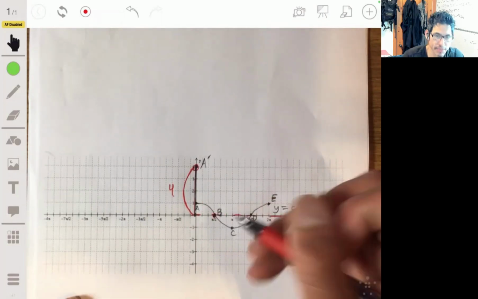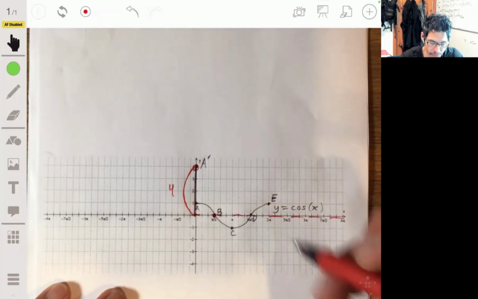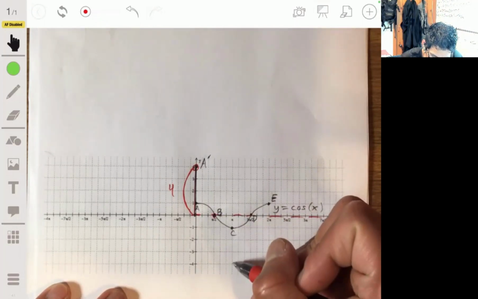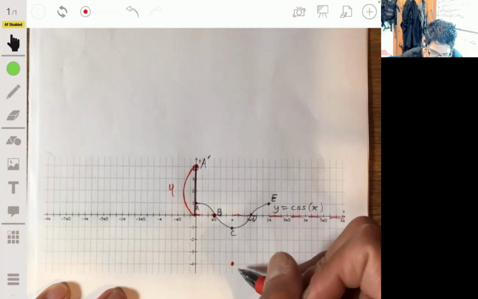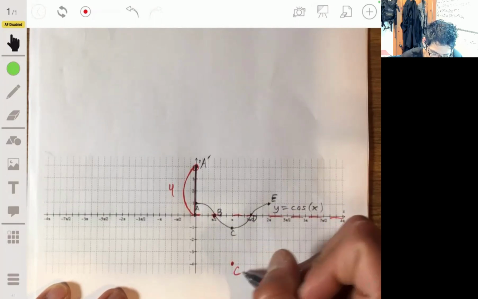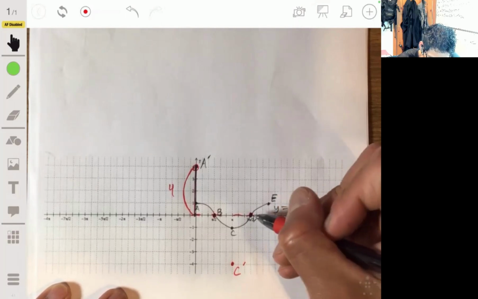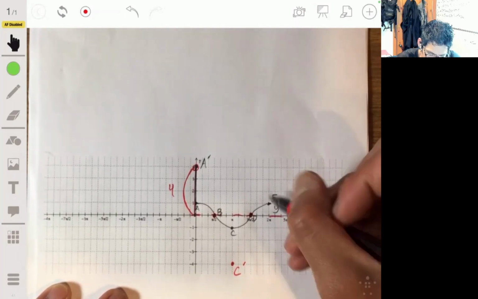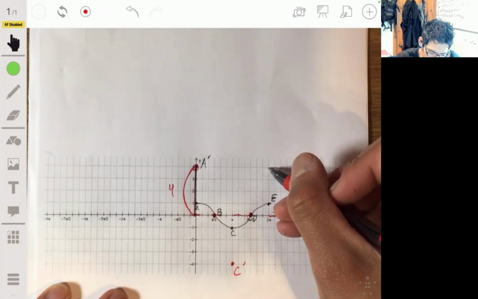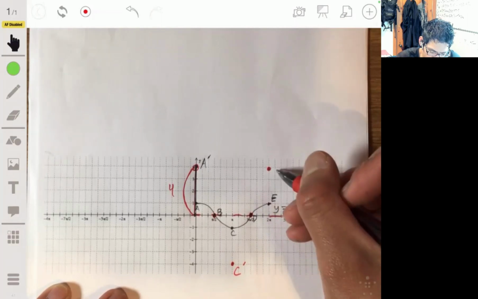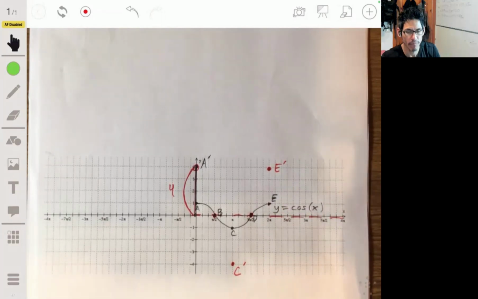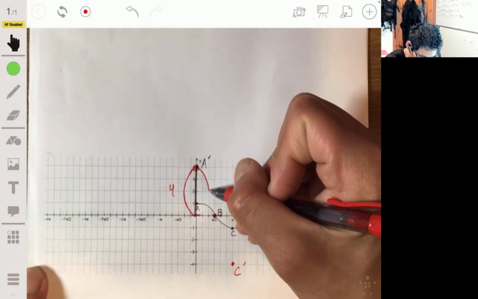B will stay the same because it's still 0. The C will go down all the way to negative 4 because it's 4 away in the opposite direction. So we're going to have C prime over here. D will still stay at 0. E, instead of being a 1, is going to be a 4. This is what our transformed graph would look like.